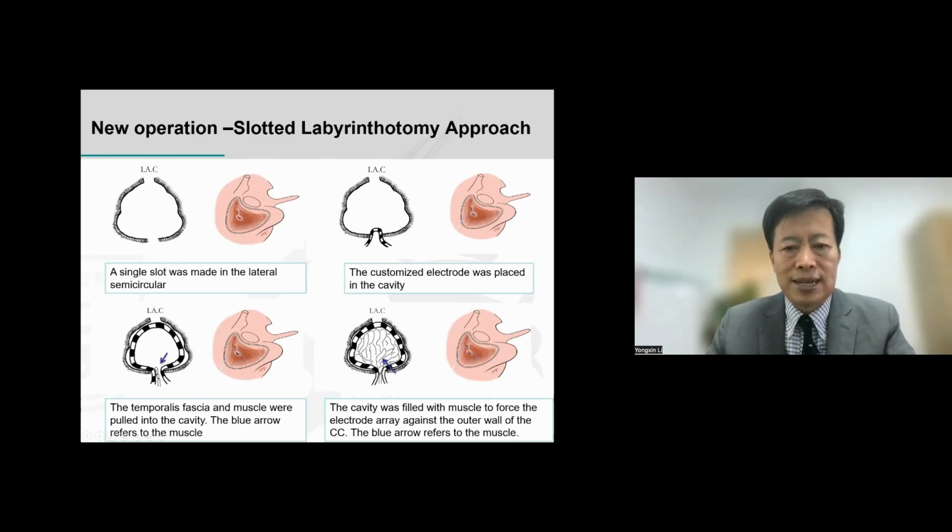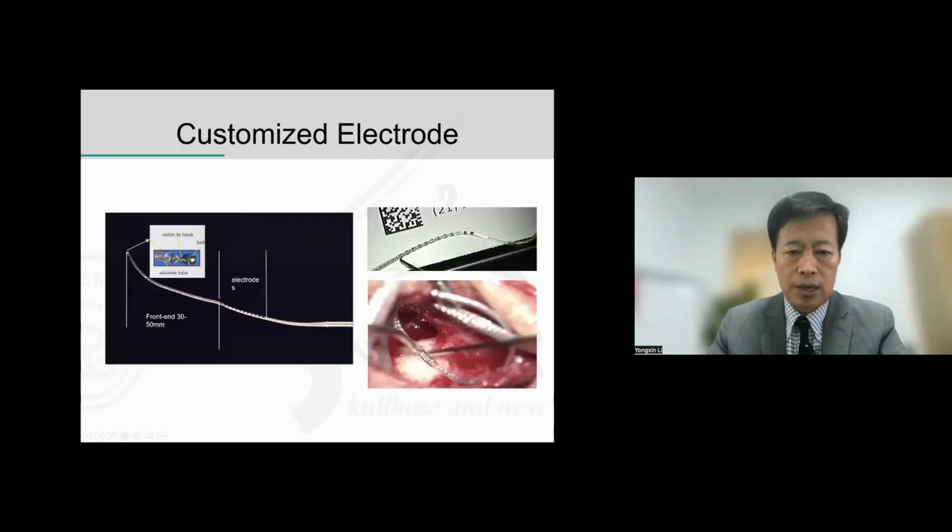So you can see we put it inside just like this. This is the internal auditory canal, and this is the electrode. We put it like this. Then we put muscle and fascia inside. From this photo, we can see the cavity was filled with muscle to force the electrode against the outside wall, because we know the ganglion cells are just along this wall. So the electrode should be against the wall tightly. Then the results are much better than the former technique.